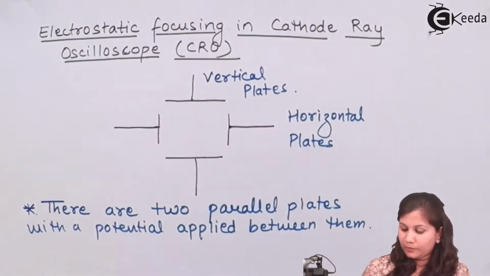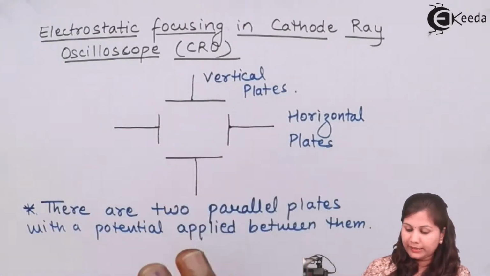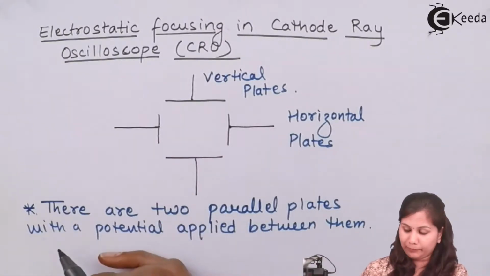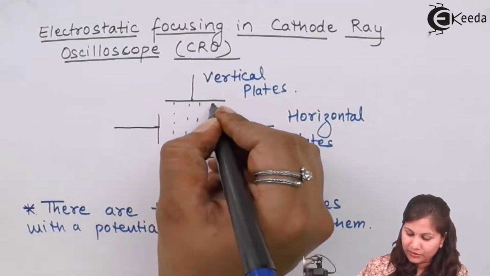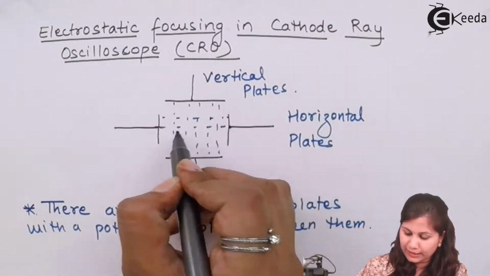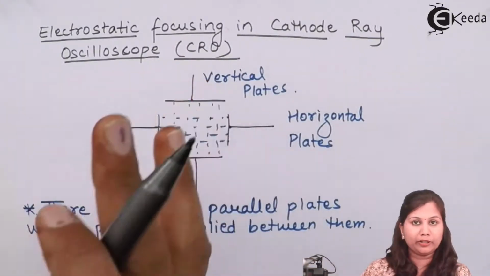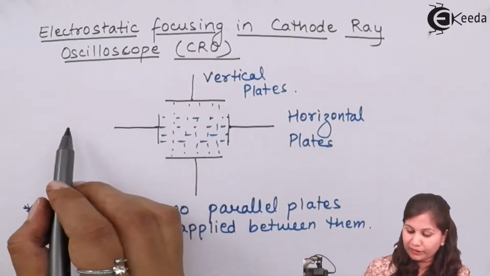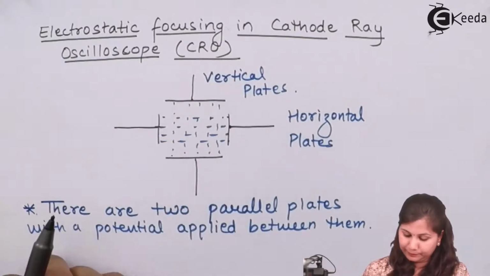Okay. Now, because there is some potential applied to these two plates, they are going to produce an electrostatic field between them. This electrostatic field will be like this. We will have straight lines, and here also we are going to have straight lines. So there will be an electrostatic field produced between these plates, and due to this electrostatic field, when the beam of electrons enters this field, it is going to deflect by some angle.